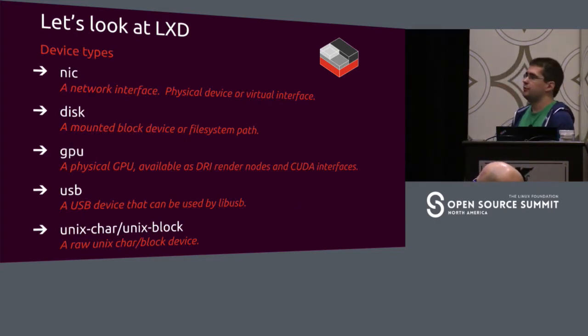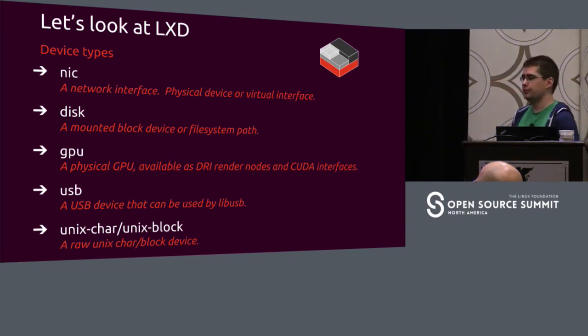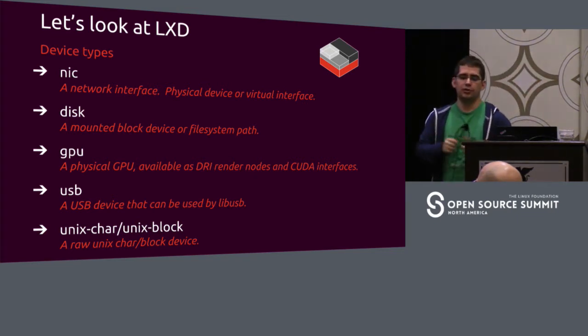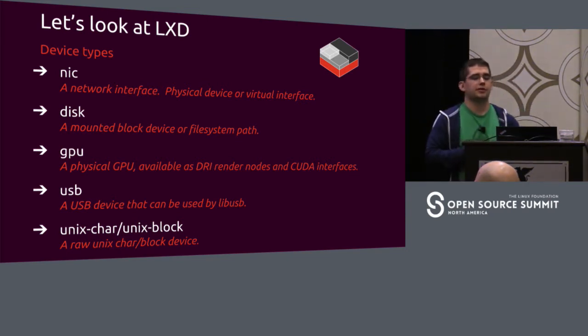As far as what we support for device pass-through in LXD, we've got five device types right now. Well, six, technically. We've got NIC, which is network interfaces. We support virtual interfaces, so that just means your normal Linux bridge plus a virtual device that's connected to it. That's the default mode. But we do support passing a physical device through, so your device node just disappears from the host and shows up in the container effectively.